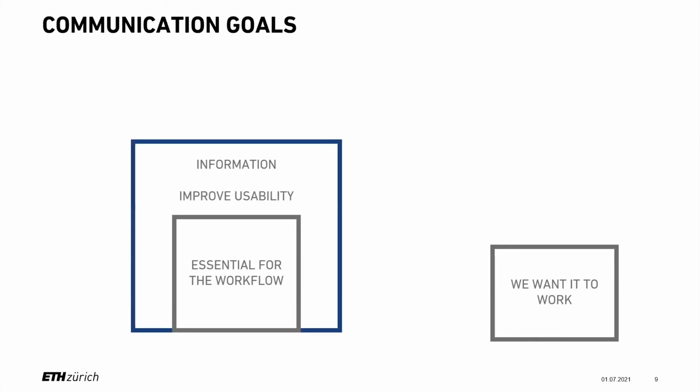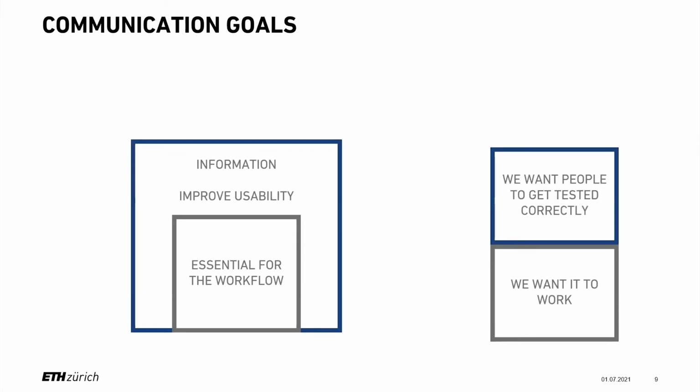The next level is about information and improving usability. This can mean adding more content to the website, or giving more instructions, like with an instruction video. The main goal is that we want people to get tested. We want to inform them that they have the possibility to get tested, and we also want them to be tested correctly, so they really follow each step correctly.